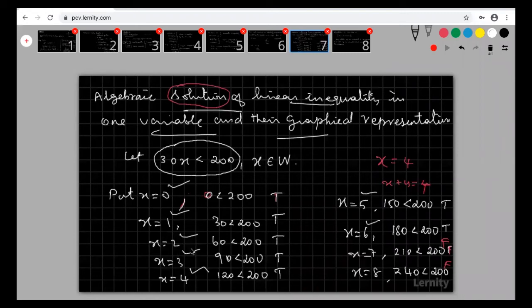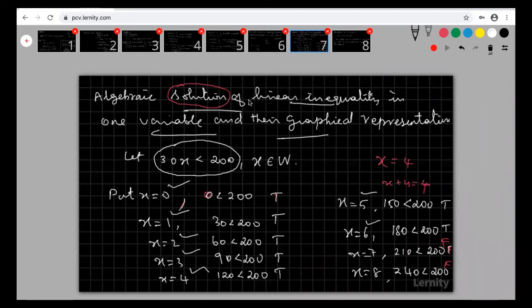Okay, so these 6 values make this inequality true, but these values do not. When x is equal to 7, it is not true. When x is equal to 8, also not true. So false. When x is equal to 7, this inequality is false. When x is equal to 8, false. 9, false. 10, false. Only these values make this inequality true.